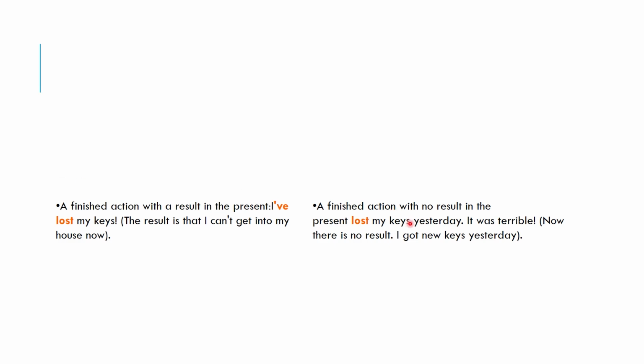But in the simple past, we talk about a finished action with no result in the present. For example, I lost my keys yesterday. It was terrible. Now, there is no result. I got new keys yesterday. Okay? So, this is the third difference, that we use the present perfect to talk about a finished action which has a result in the present, and we use the simple past to talk about a finished action with no result in the present.